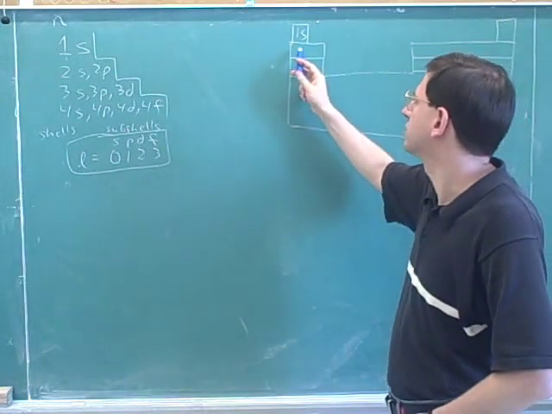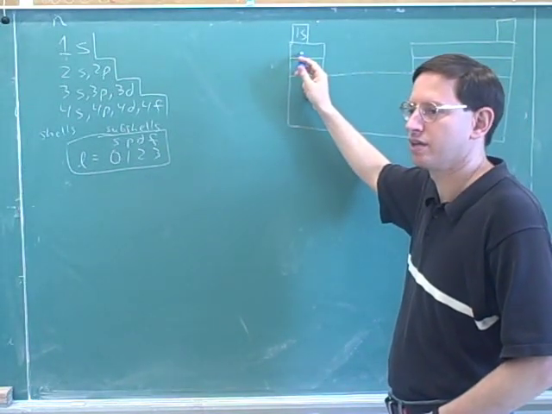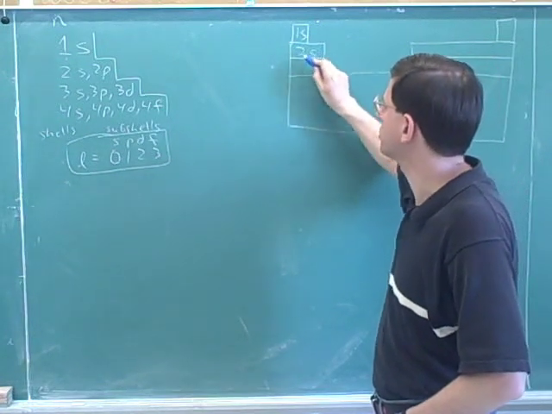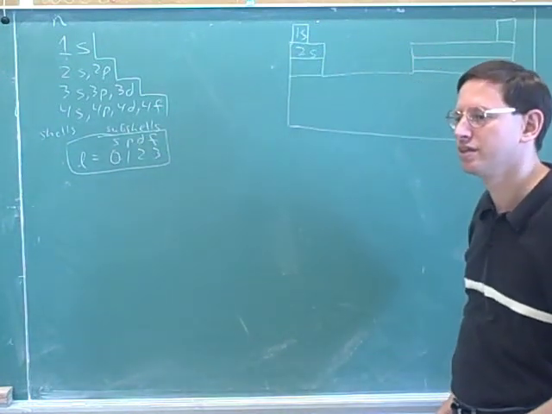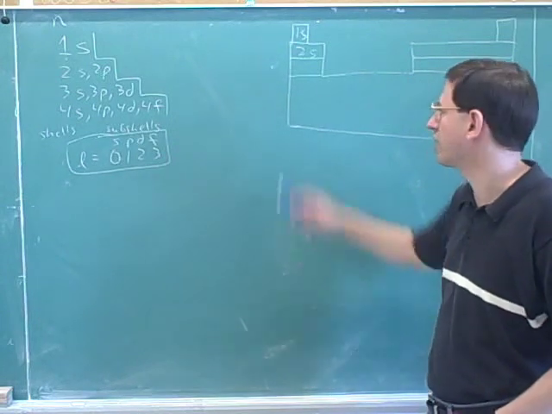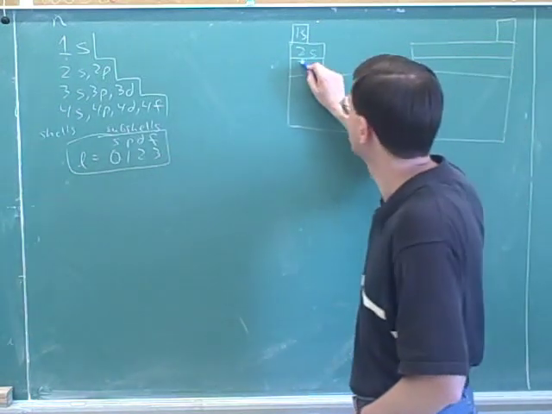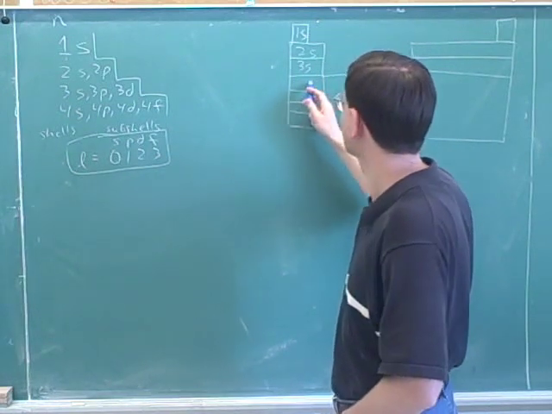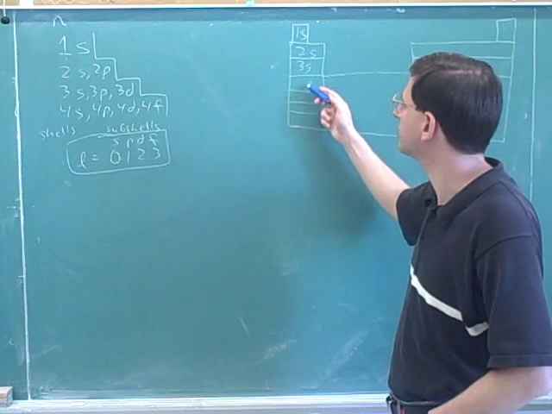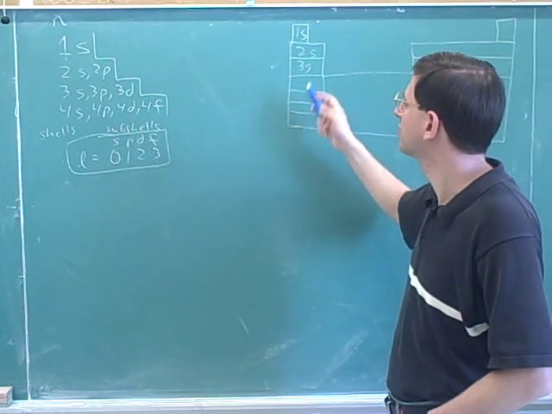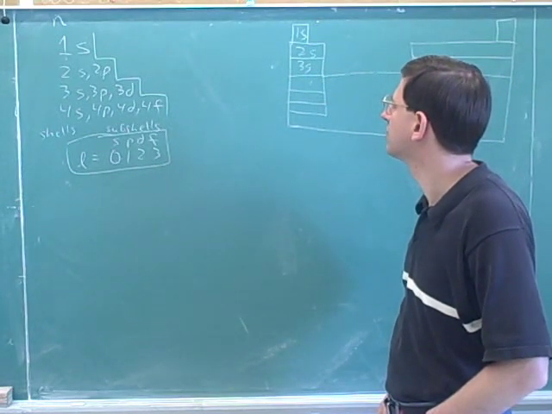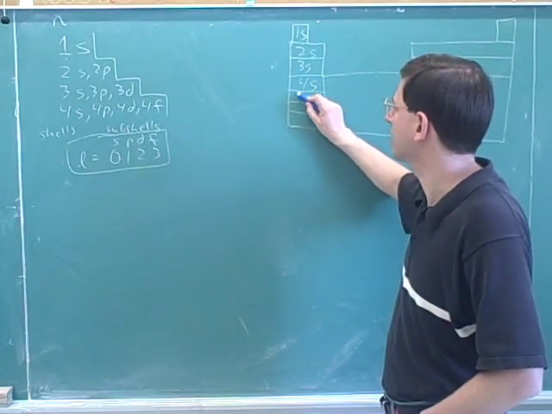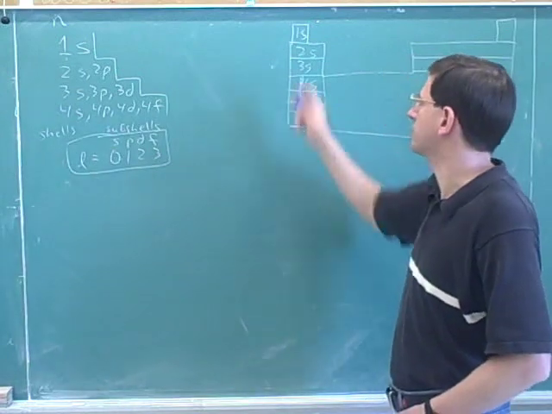How about what shell does this represent? 2s. Yeah. Shell 2 and subshell S. And how about here? 3s. How about this one? So 2s, 3s, so 4s. Good. Is this 5s? Yeah. So this is what's called the S block.